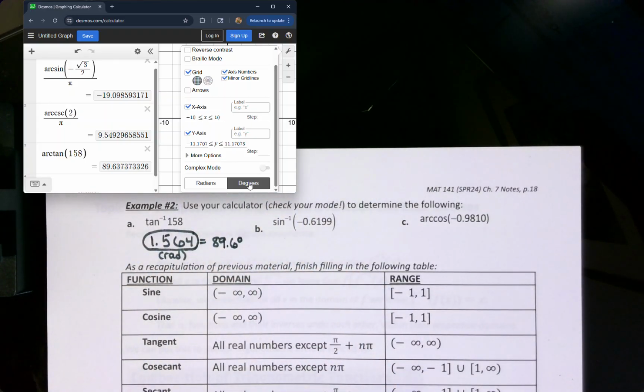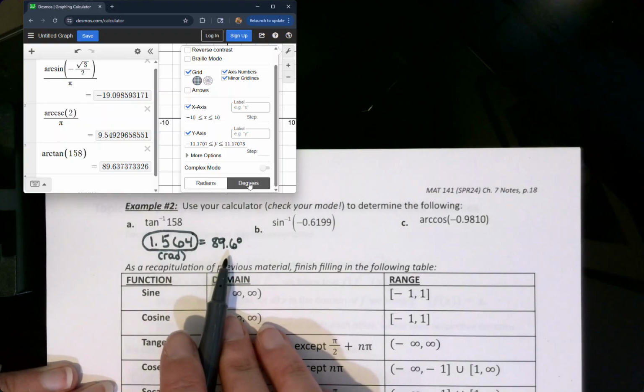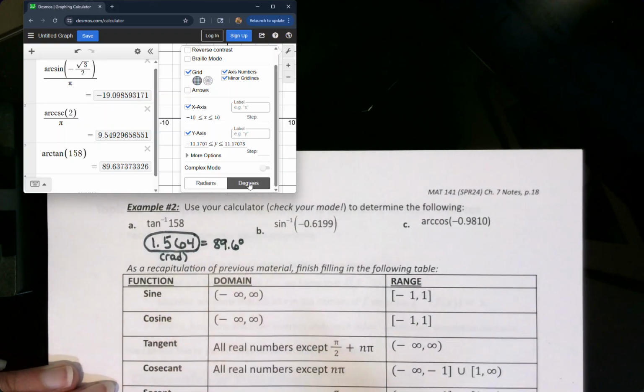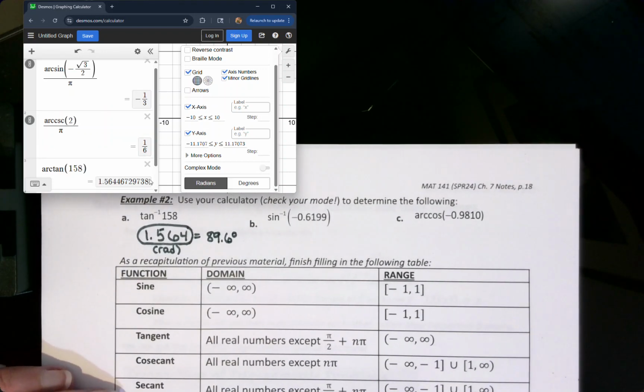Sometimes it's useful in terms of figuring out how big something is, like knowing that this is just below 90 is something that's easier for me to determine in terms of degrees than it is in terms of radians. So being able to compare them quickly is nice. Let's go back into radians for the next one.